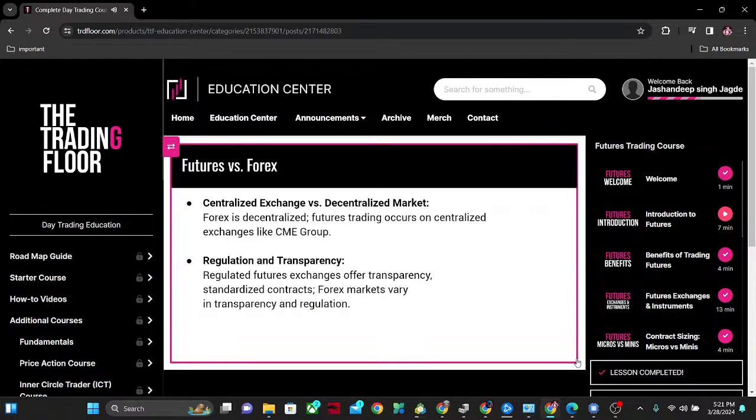Futures exchanges are regulated entities, ensuring transparency, standardized contract specifications, and a level playing field for all participants. The Forex market lacks centralized regulation, leading to varying degrees of transparency and risk. Traders can see wildly varying spreads, commissions, and slippage on their orders in the Forex market. We'll go into the benefits of trading a regulated centralized market later on in the course.